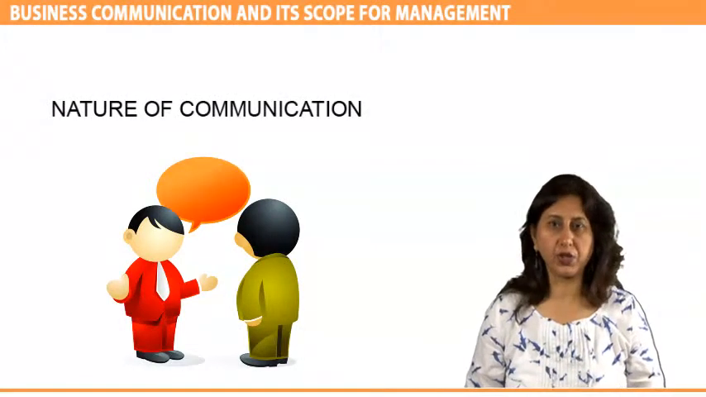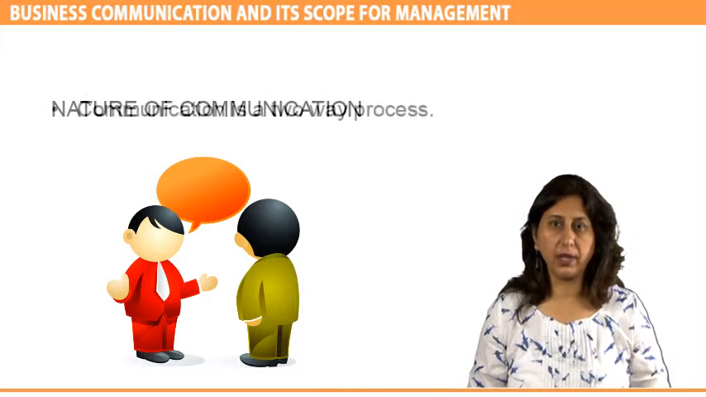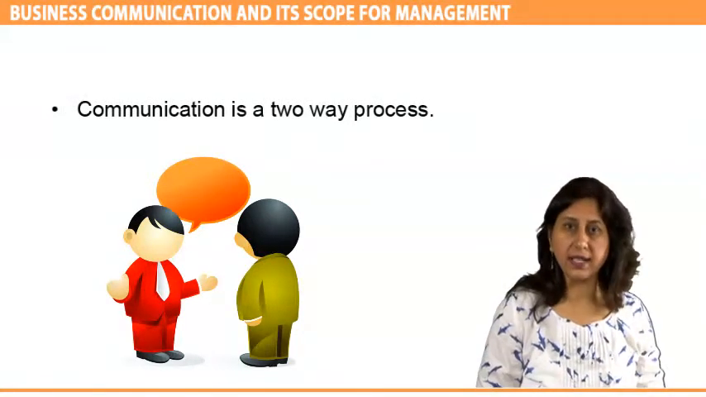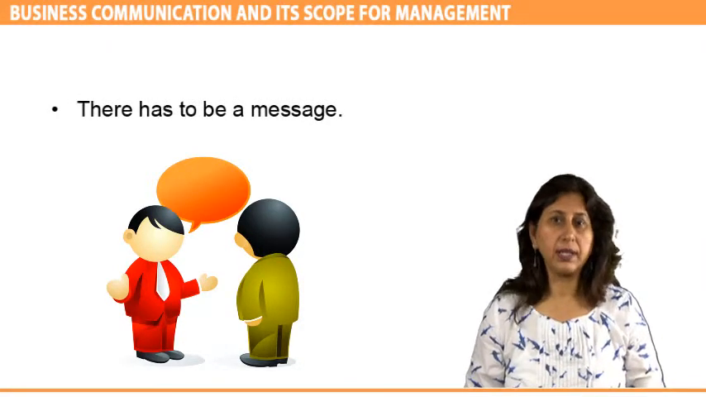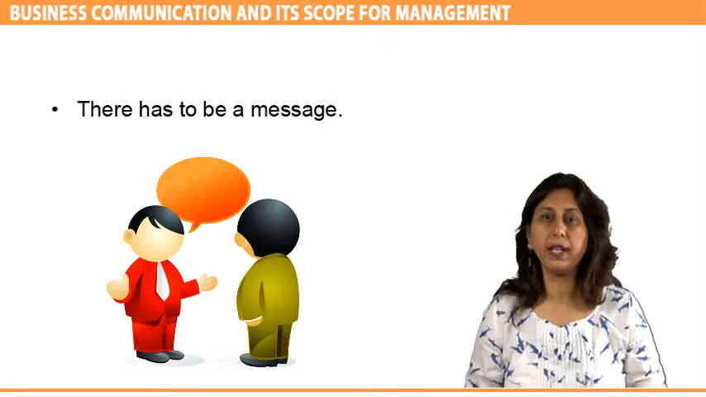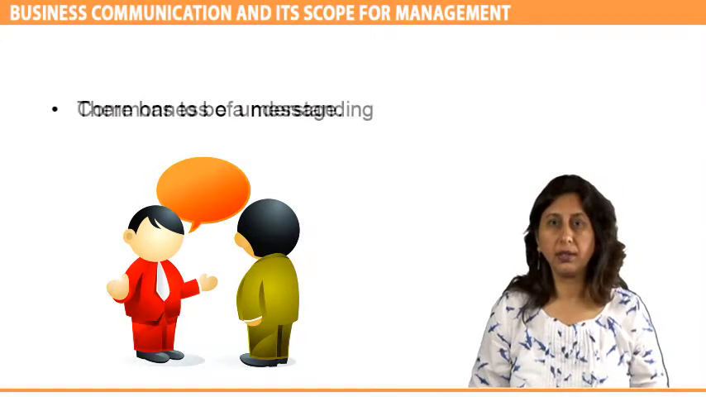Nature of communication. The following are the key elements of communication. Communication is a two-way process. It involves a sender and a receiver. There has to be a message. The message can be information, a directive, an inquiry, a feeling, an opinion, an idea, or any other.